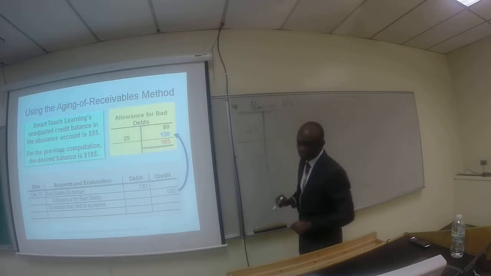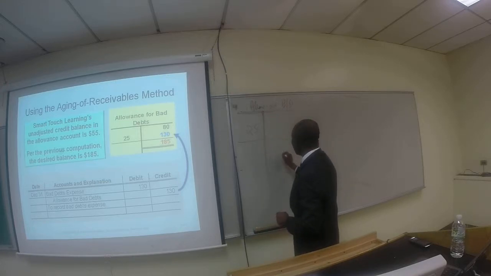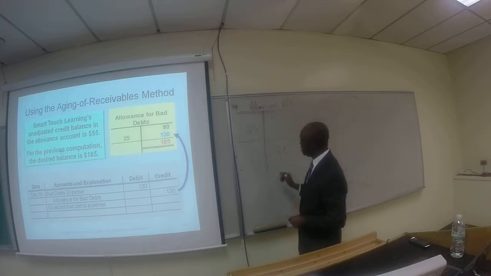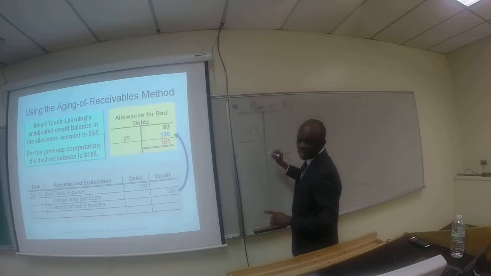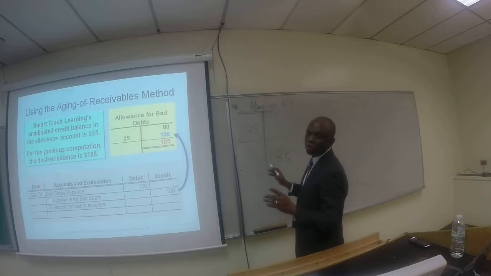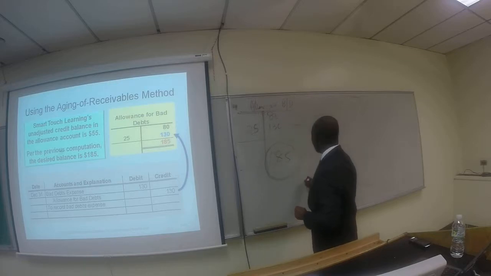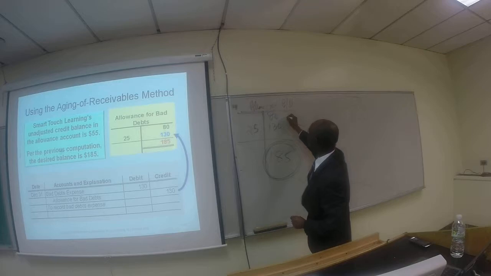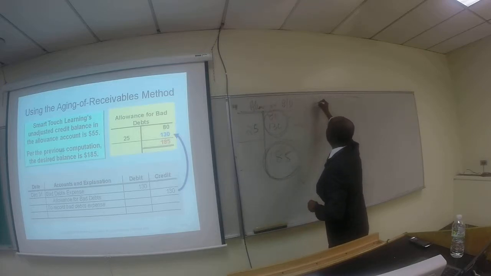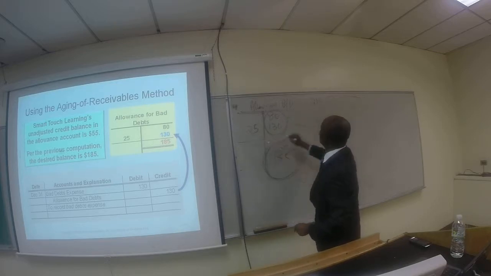Now, at this point, the balance, or the desired balance rather, based on what we calculated of the allowance for bad debt, is $185. But in the meantime, the question is, what is the amount that we need for the adjustment that we are talking about? Now, if our desired credit balance is $185 and we have 80, 25, then we need 130 here to have $185 balance. How so? Because take a look at this. If you add this up, you have 210, minus 25, you have $185.